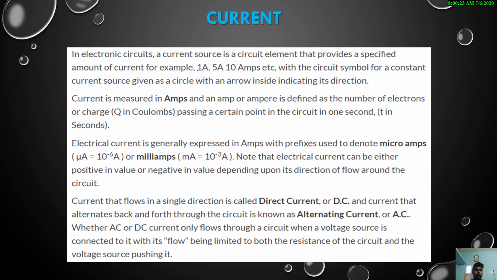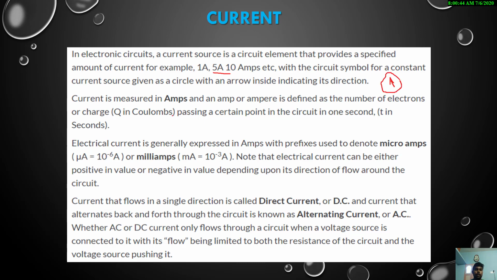In an electronic circuit, the current source can commonly be represented as 1 amp, 5 amps, 10 amps, etc. The circuit symbol for a constant current source is given as a circle with an arrow, as I have already told, and it will be like this.